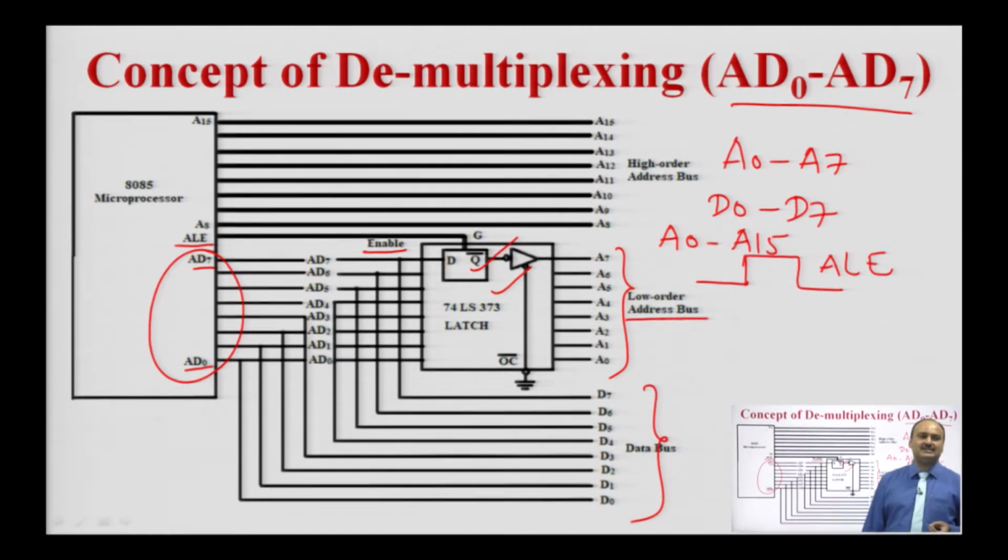During the T1 T state, the microprocessor will generate the ALE signal. With the help of the ALE signal, the microprocessor will enable the latch. Once the latch is enabled, it passes the information from input to output, and the lines will carry the low order address. So, the latch will hold the low order address on the low order address bus, that is A0 to A7, up to the T1 T state, and after the T1 T state, the ALE signal will change its state from logic 1 to logic 0. It will disable the latch.